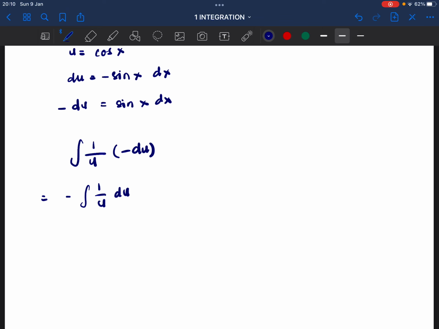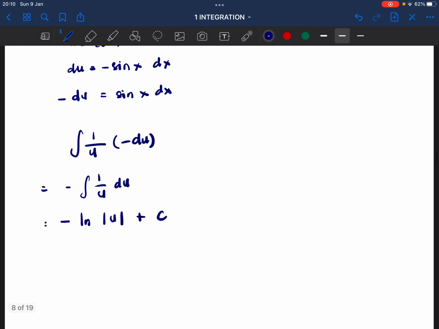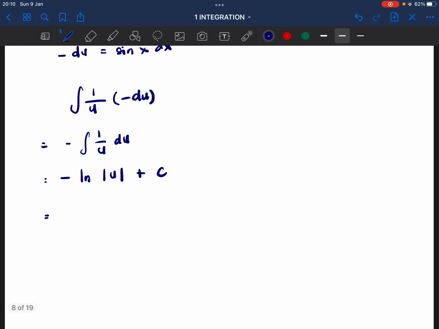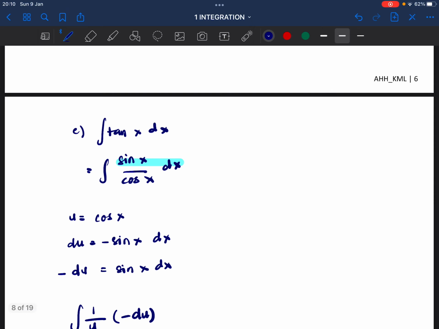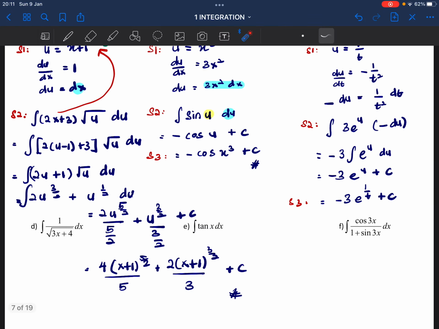Okay, what are you going to get? Integrate 1 over u. Yep, ln u plus c. Okay, ln modulus u plus c. So straight away, just change back your u. We will have ln modulus cos x plus c. So that will be your final answer. Okay, so remember, if the question asks to integrate tangent x, first change the expression into sine x over cos x, then use substitution. Okay, alright, so let's take a look at the last example here, example F.